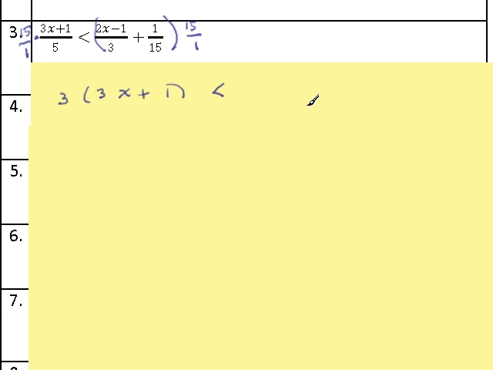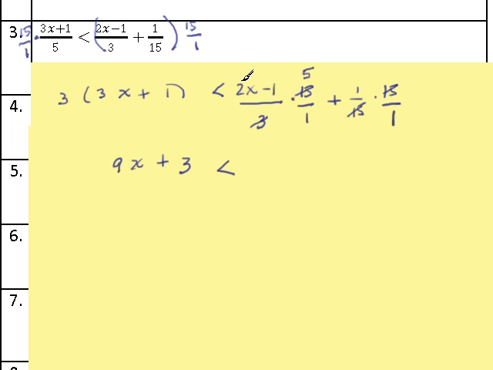And now on the right, let's multiply through. I'm going to first just distribute the 15 over 1. Okay, so here we get 1. Here divide 3 into 15, we have a 5. Okay, so now let's rewrite. On this side, we'll multiply through by 3, so we have 9x plus 3. Here we're going to multiply the 2x minus 1 by 5, so that would be 10x minus 5, and here we have a plus 1.